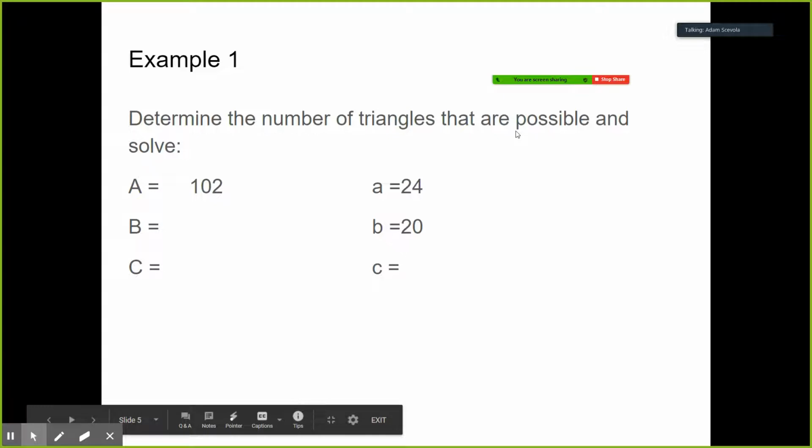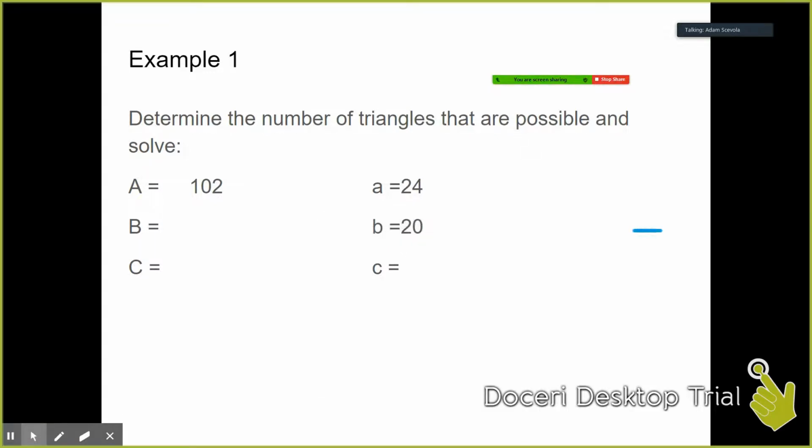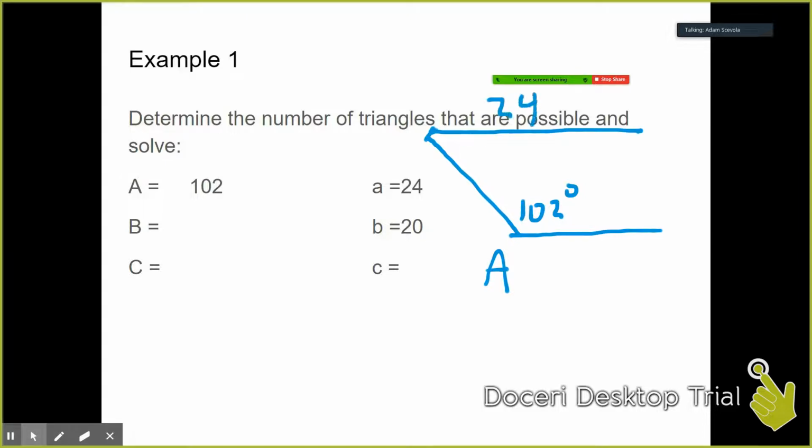All right, now when you're drawing these pictures by hand, I think it's always good to draw it like we did on GeoGebra, with one side parallel to the bottom of the screen. We'll make that angle A, so that's 102, right? So the given angle always goes right there. And then this would have to be 24 because that's opposite angle A. And then we could put the other side as the adjacent side.